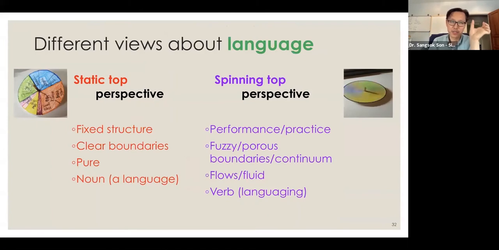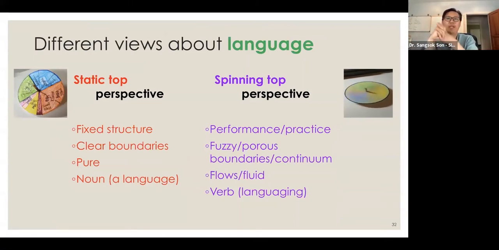One is the static top perspective. They look at language as a fixed structure, which should always have clear boundaries. So they cannot cross the boundaries of languages. Language should always be pure. They cannot mix, they cannot borrow words from other languages. And then language should be a noun. So it's a fixed product.